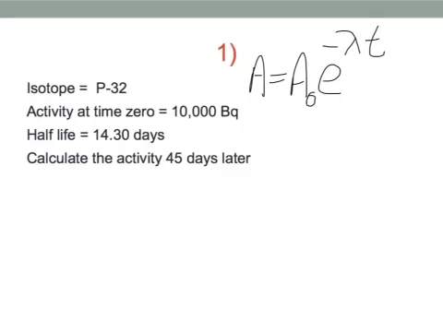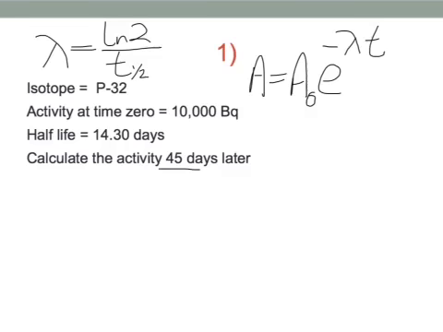So we can write another expression for lambda, the decay constant, which is the natural log of 2 over the half-life of the isotope. So we have the half-life in days, but conveniently we don't need to change it to seconds because we have also been given the task of calculating the activity 45 days later. So those days will just simply cancel out in the equation, as you can see.